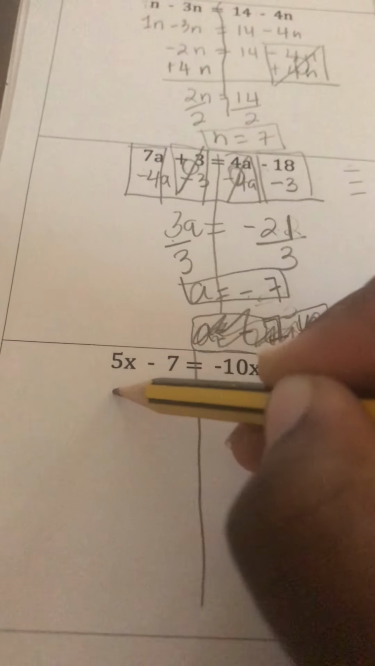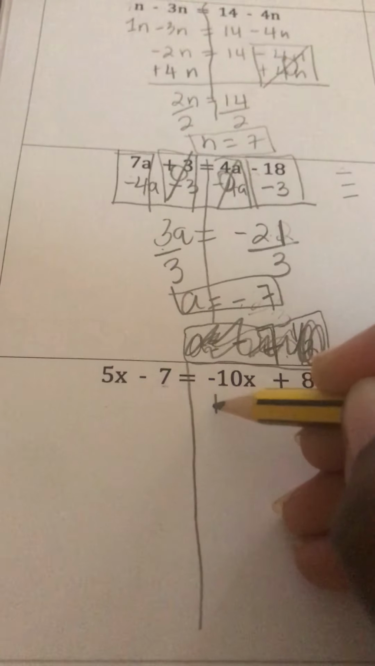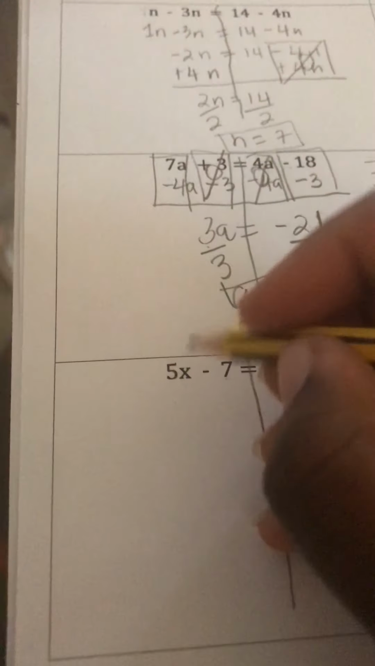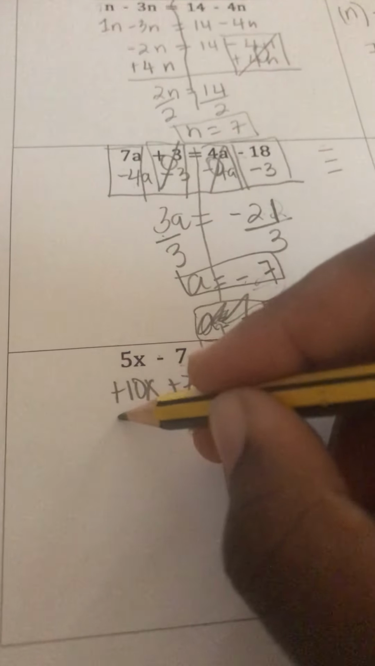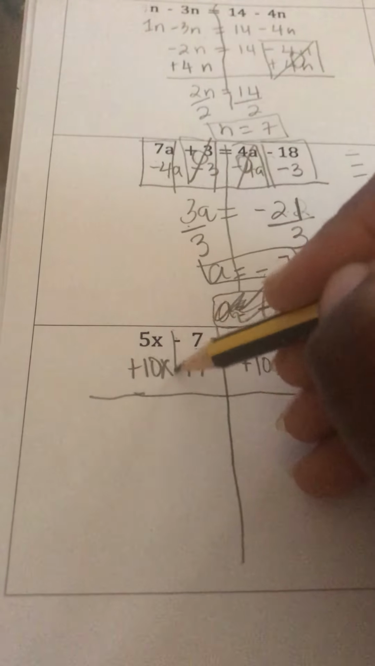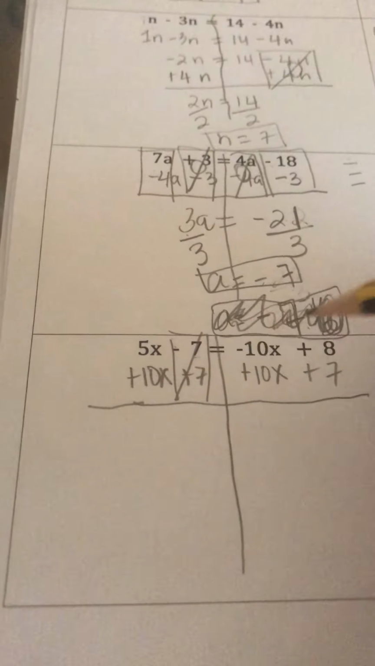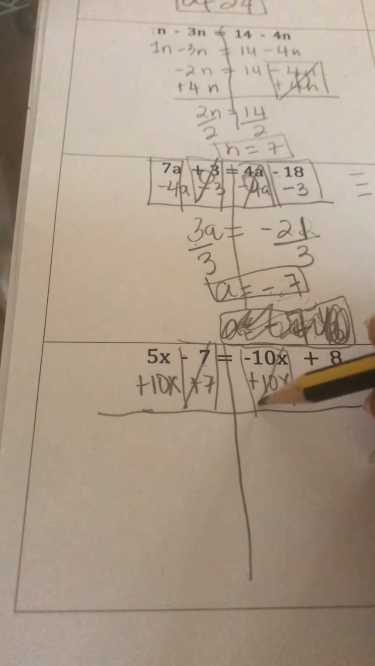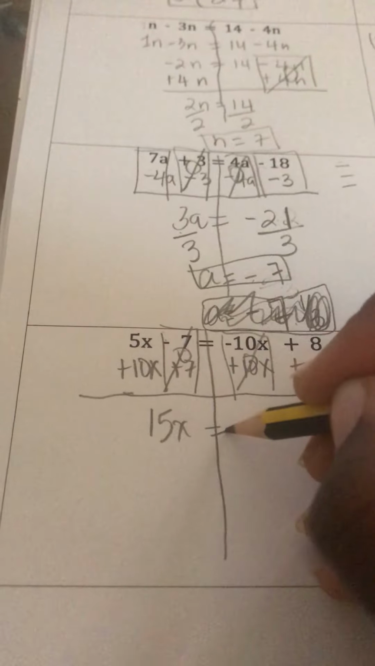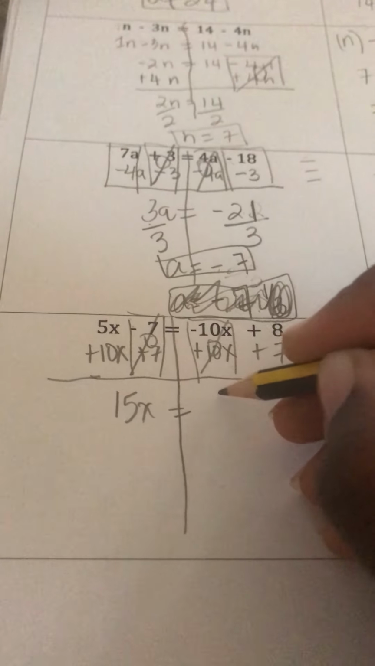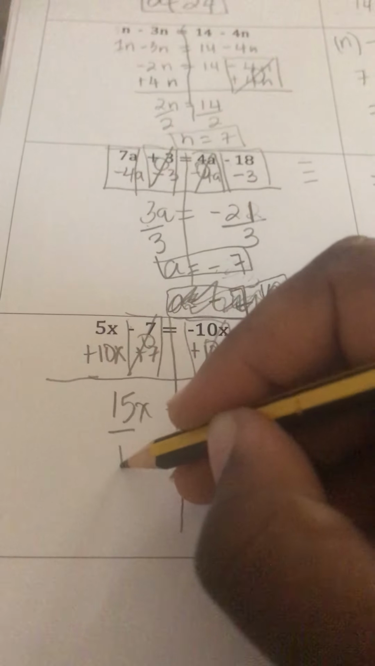My letters to the left, my numbers to the right. This is going to be positive 10x, positive 10x, positive 7 because it is negative here, positive 7 there. Okay? So then this becomes 0 and this becomes 0. Okay, 5x plus 10x, 15x. 8 plus 7, 15. Divide both sides by 15.